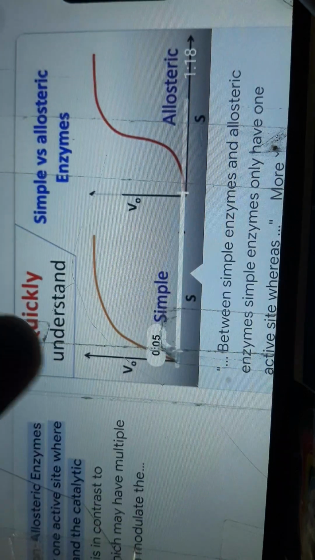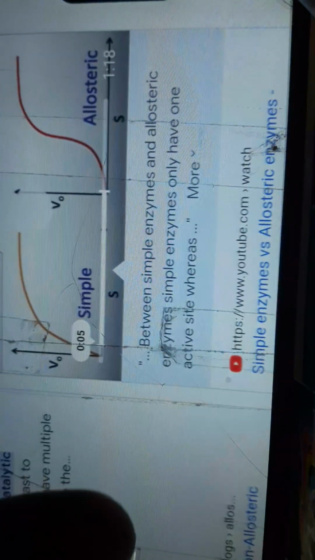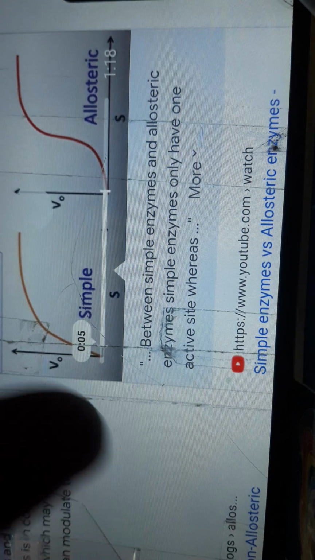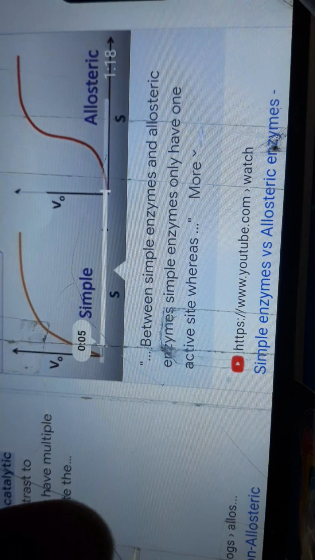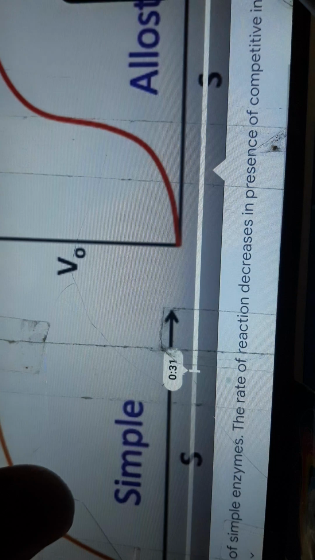You can have a look at this picture, to quickly understand simple versus allosteric enzymes. Check out this diagram between the simple enzymes and allosteric enzymes. Simple enzymes only have one active site, whereas allosteric have multiple. Simple has one site, allosteric has multiple sites.